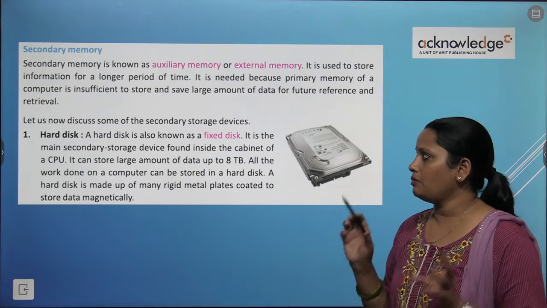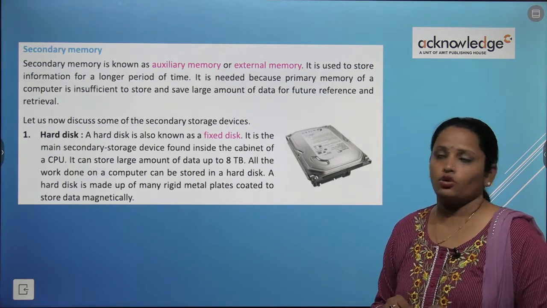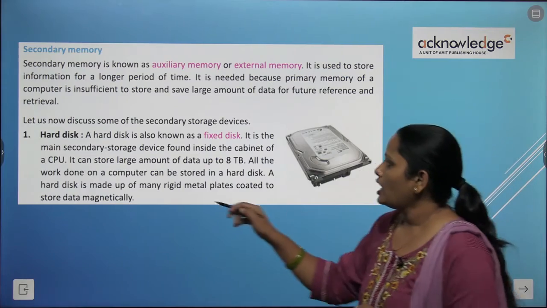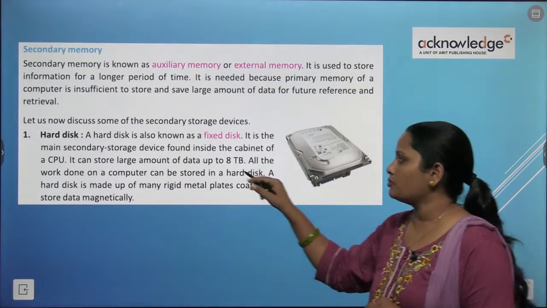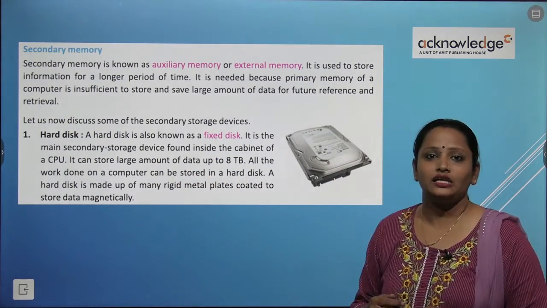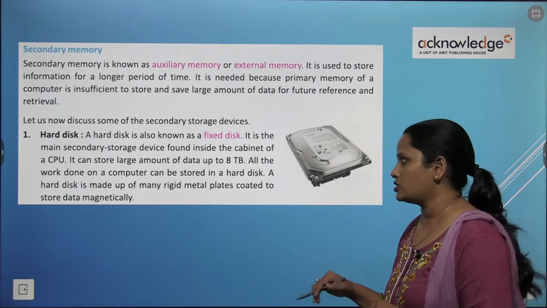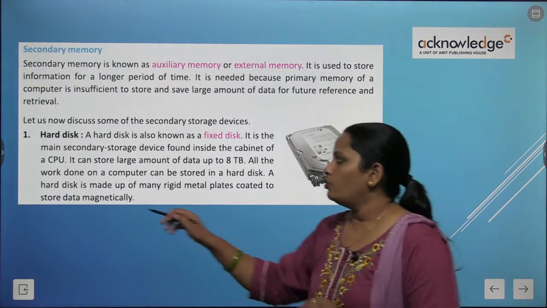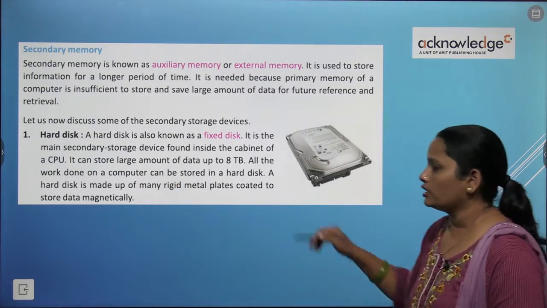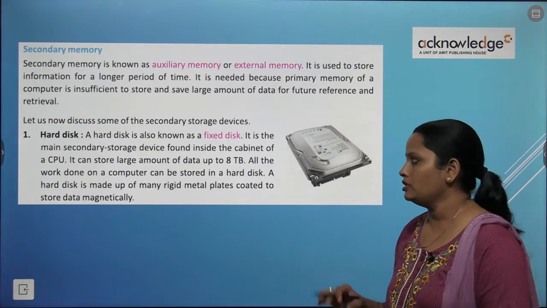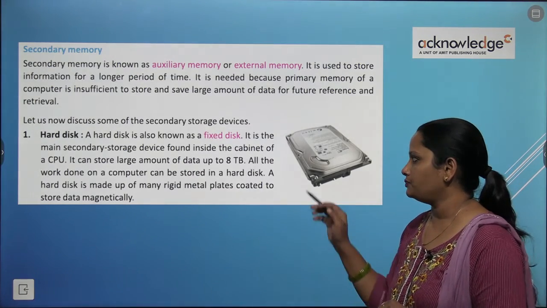So what is a hard disk? It is the main secondary storage device which is inside the CPU cabinet. And it can store a large amount of data, up to 8 TB. We can store up to 8 TB inside it. All the work done in the computer can be stored in a hard disk. Whatever work we do on the computer, we can store all of it in the hard disk.